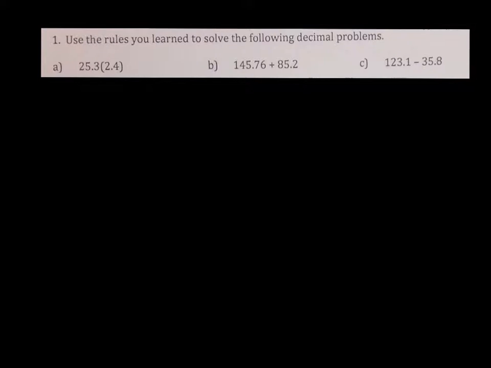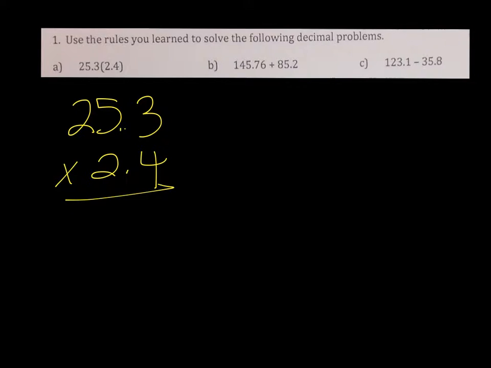Hello! So here are the solutions to some of these problems, just in case you needed to actually see them worked out. The first three dealt with decimals. So I'm just going to rewrite 25.3 times 2.4. Now whenever we multiply numbers with decimals in them, we're going to multiply like normal.